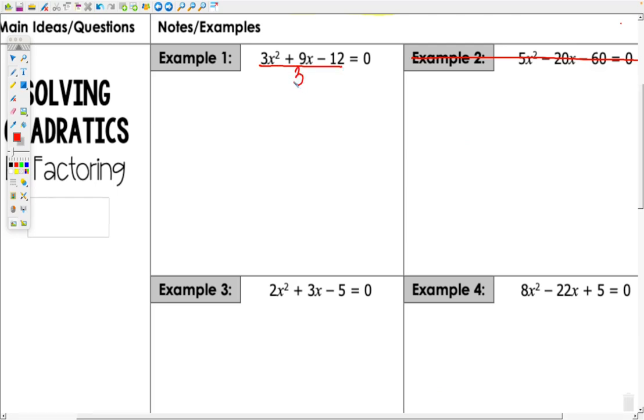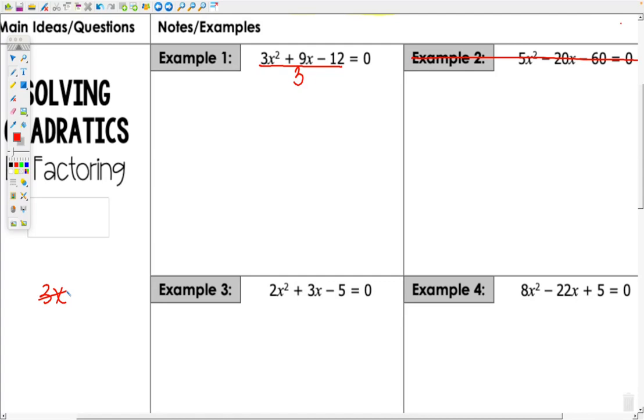Now, keep this in mind. When your greatest common factor does not have a variable with it, it's not going to be part of the solution. Because if there's no variable with it, then when you get down to solving for x, there's no x. So since there's not a variable with it, I'm going to tell you right now, it's not going to be needed. This 3 is not going to be needed in the final answer.